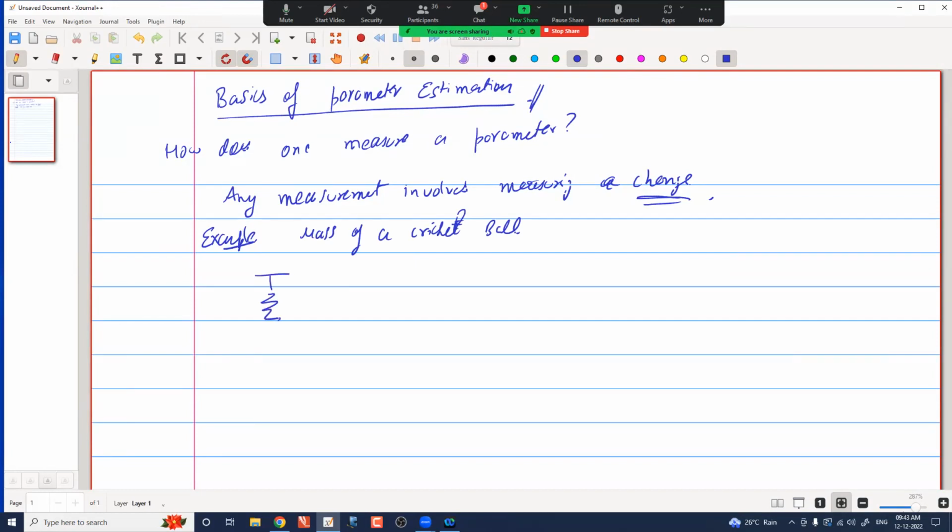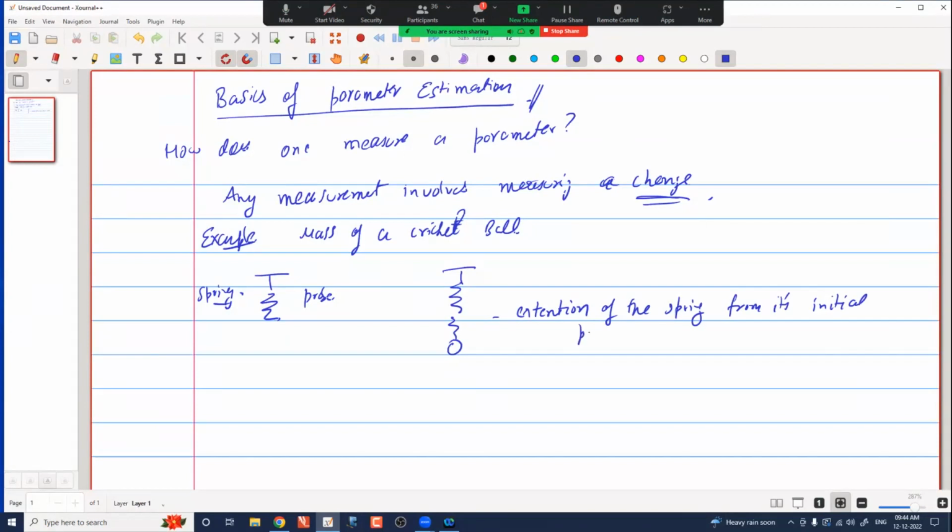Okay, so one way to do it is that I have a spring, which is my probe. And what I'll do is I'll just hang the ball from the spring, and then the extension of the spring from its initial position is going to give me the idea of the weight. The heavier the ball, the more my spring is going to elongate. So this is a change. And then I have a measurement.